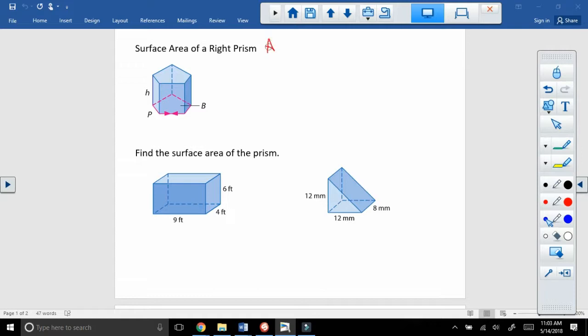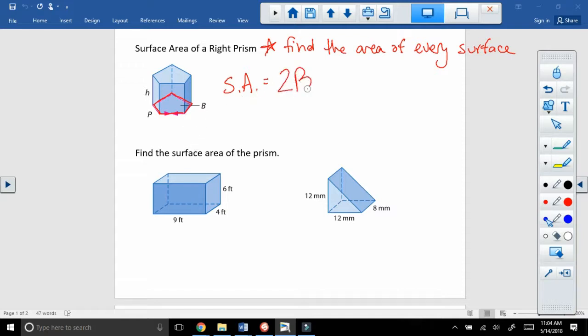The surface area of a right prism, you need to find the area of every surface. If you want to do that and just list it out and then add them all up in the end, that's fine. Or you can use the following formula. The formula for surface area of any right prism is you can find the area of the base. And how many of those bases are there going to be? 2 of them. So if you found the area of the base and multiplied it by 2, that would be part of what you need for surface area.